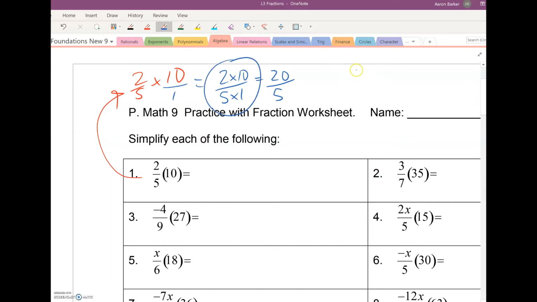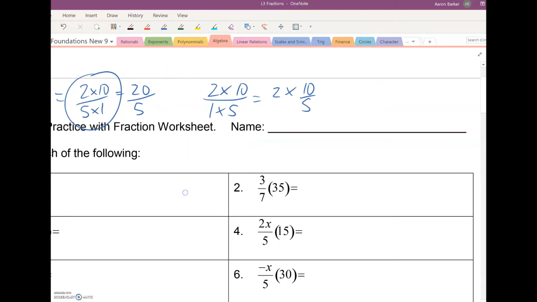Another way to think about it is to rearrange this. Instead of 2 times 10 over 5 times 1, you switch up the 5 and the 1, because 5 times 1 and 1 times 5 don't make a difference. So what you have is 2 times 10 over 5. And you can have the times 1 part, but you don't really need that. So what's 10 over 5? Well, 10 over 5 equals 2. So really you have 2 times 2, which equals 4. So 4 is your answer.